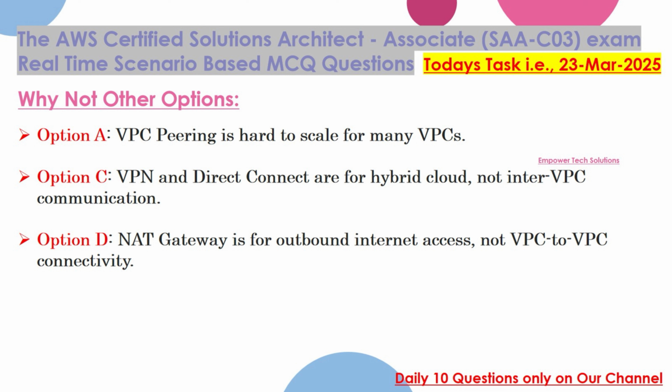Why not other options? Option A. VPC peering is hard to scale for many VPCs. Option C. VPN and Direct Connect are for hybrid cloud, not inter-VPC communication. Option D. NAT Gateway is for outbound internet access, not VPC to VPC connectivity.